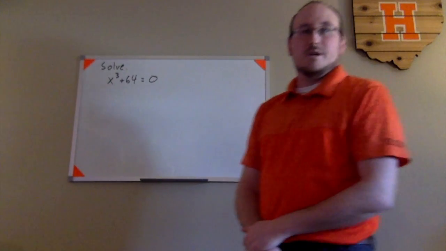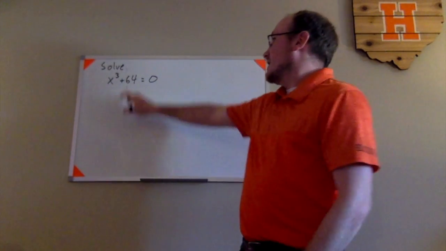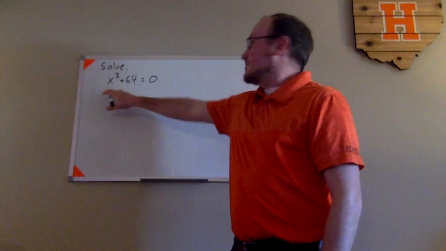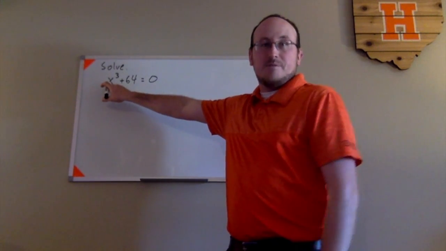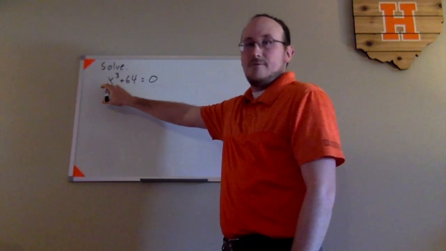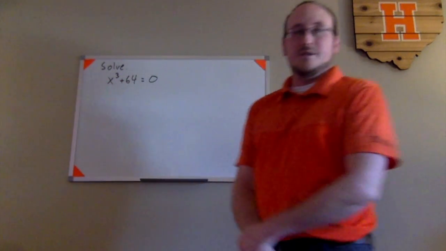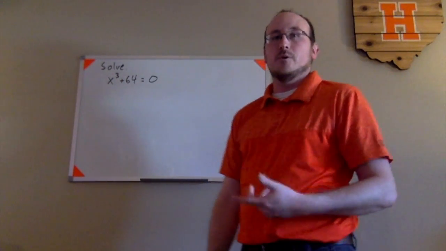Okay, in this example, we're going to look at how to solve this polynomial equation where we can recognize a sum of two perfect cubes. X cubed is obviously a perfect cube. It's x to the third power. And then plus 64. 64 is also a perfect cube. It's 4 to the third power.